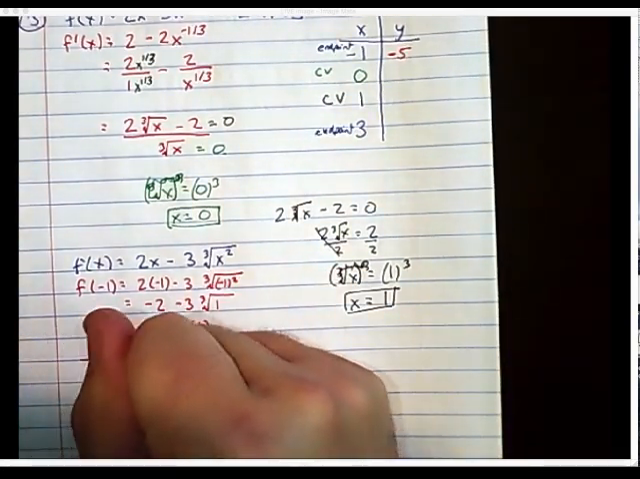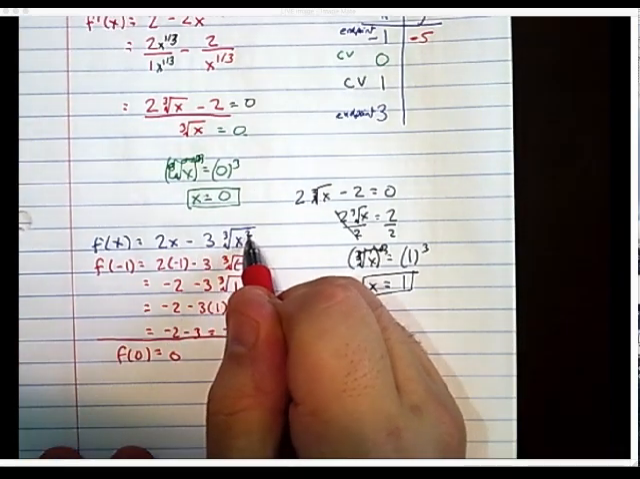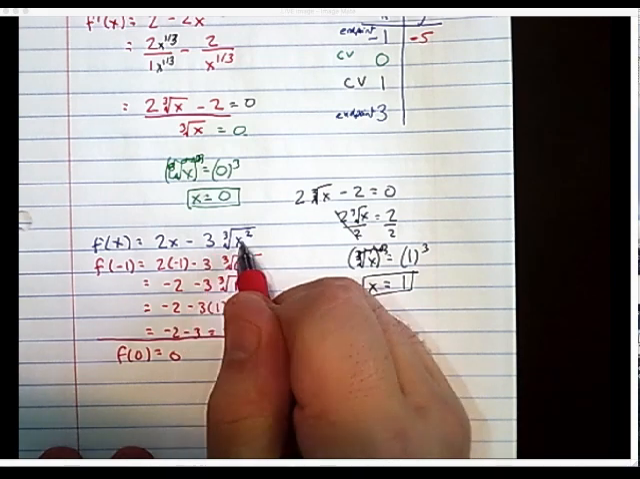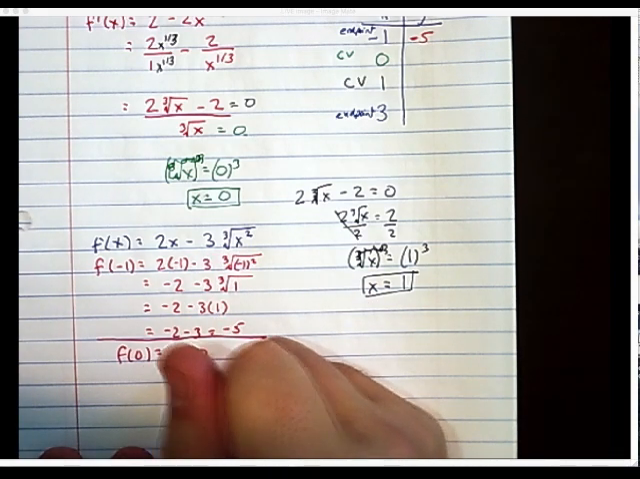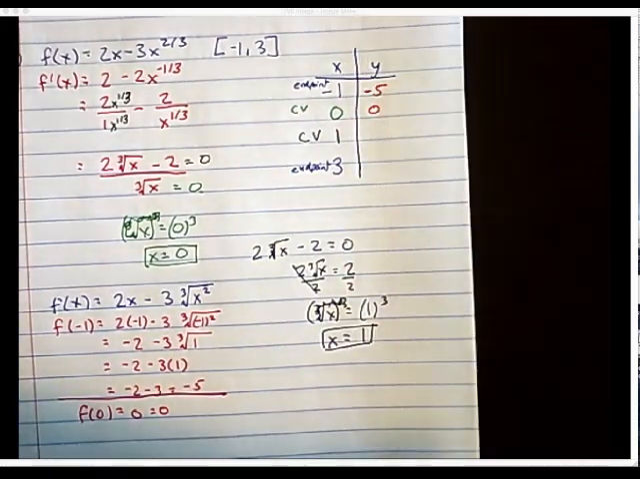Figuring out what f of 0 is, real easy. 2 times 0 is 0. 0 squared is 0. Cube root of 0 is 0. 3 times 0 is 0. So it's just 0. All right.